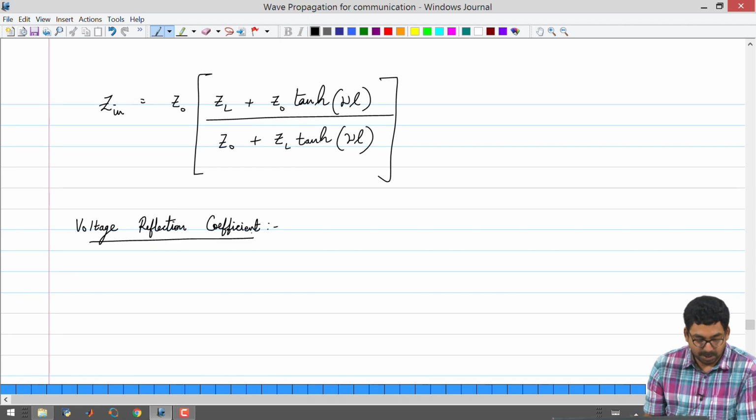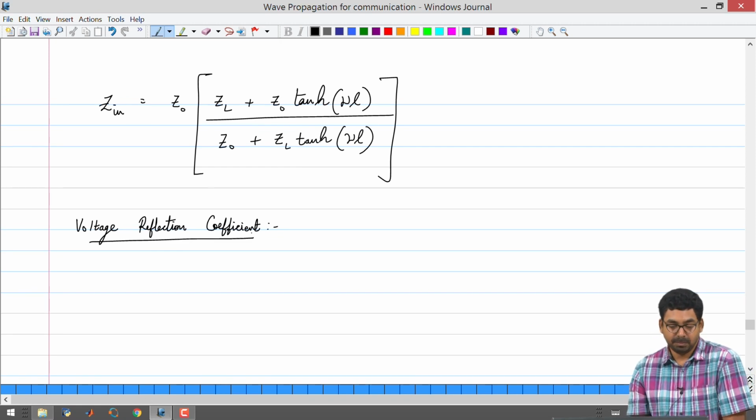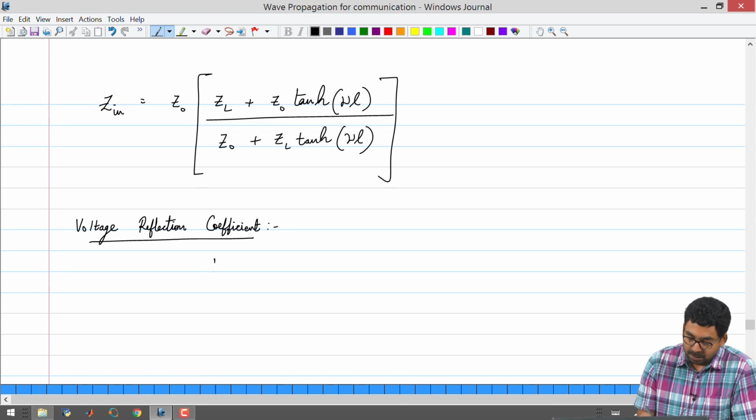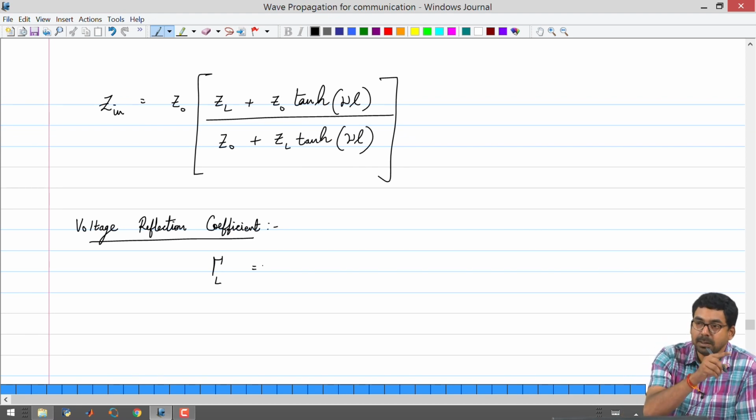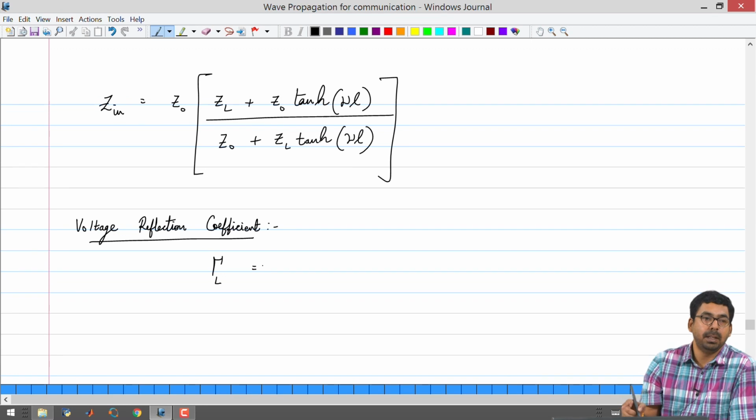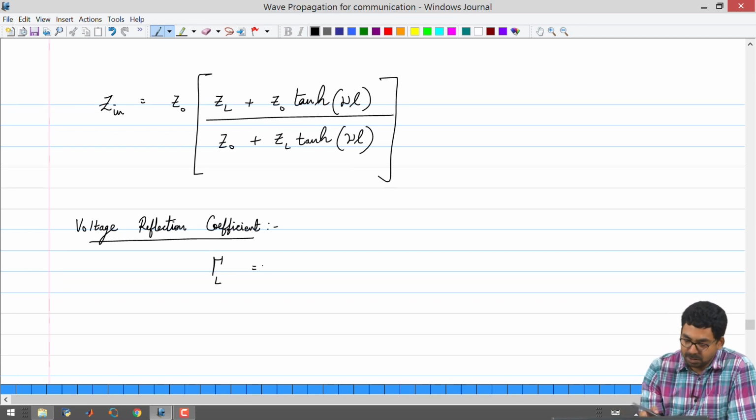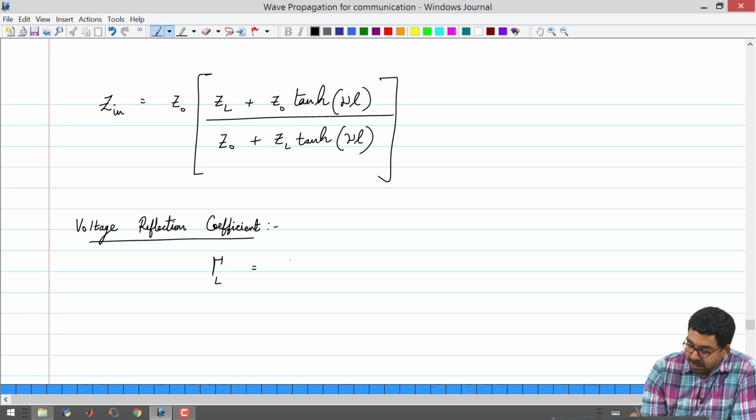The voltage reflection coefficient, okay. We can start with gamma at the load end. It is going to be your backward voltage divided by your forward voltage, as we had seen in the prior lectures. So, we are going to write down the exact same thing. So, backward voltage is going to be V naught minus e to the gamma L.